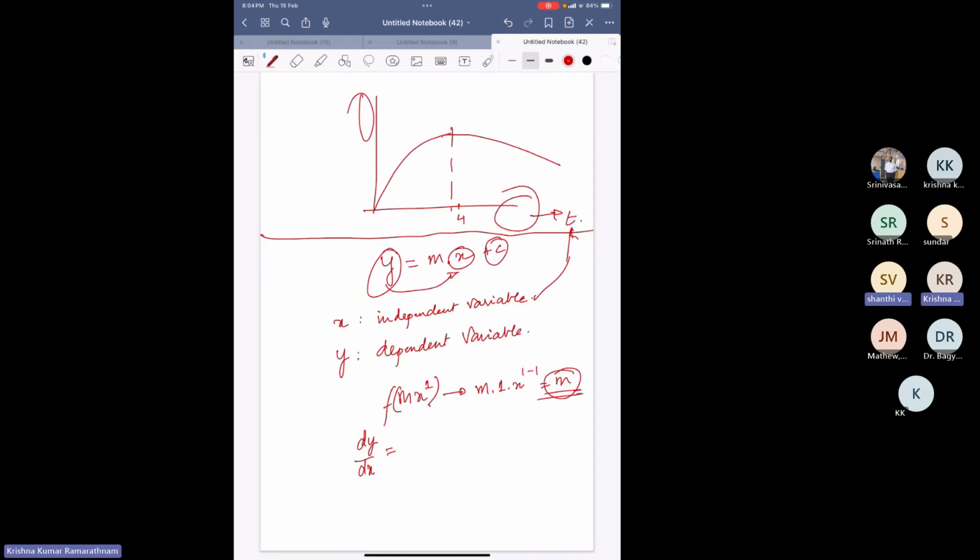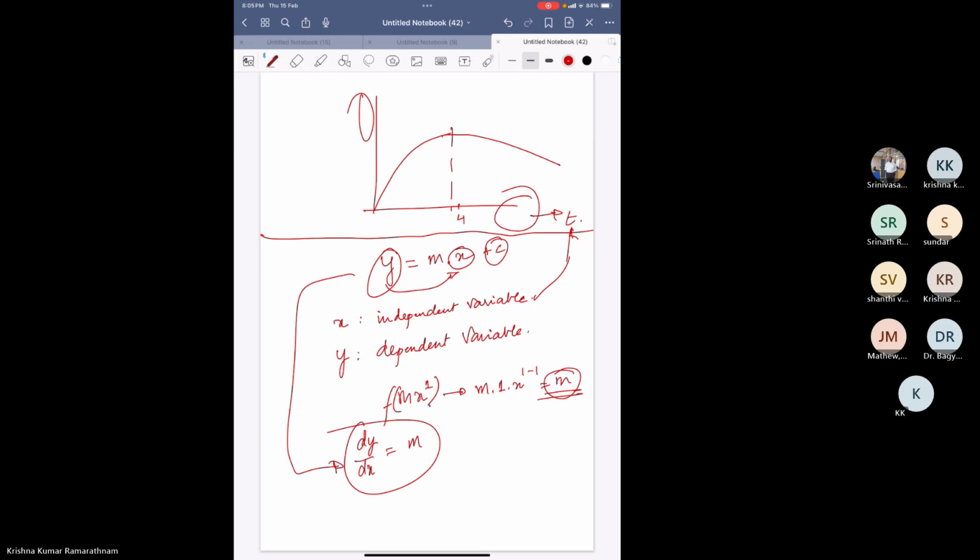So now summarize. So for this equation, give me dy by dx. What? Easy. Is equal to m, sir. Yeah. m. That's all. m. That is all. dy by dx is equal to m. So what is dy by dx? We called it slope.